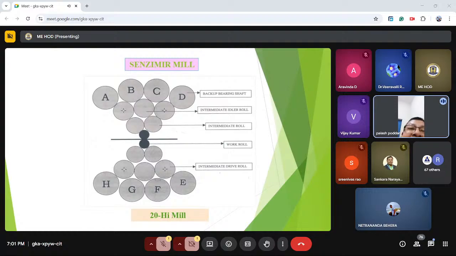Now we can see the Sendzimir mill, a 20 high Sendzimir mill. Why is it called a 20 high Sendzimir mill? Because 20 rolls are involved in it. These are the backup rolls, A, B, C, D, and so on. There is one roll centrally, called the intermediate idler roll on top, and one at the bottom, called the idler roll. The star shaped four rolls are called drive rolls.